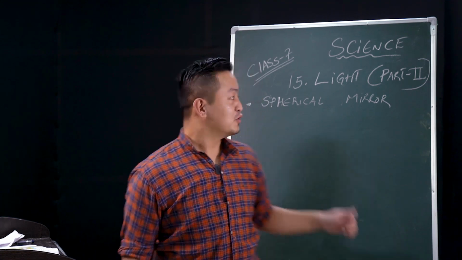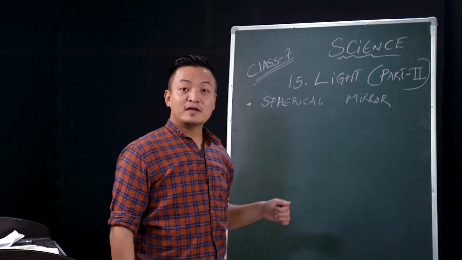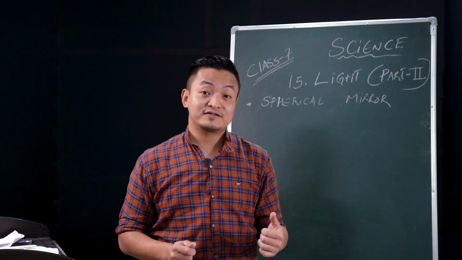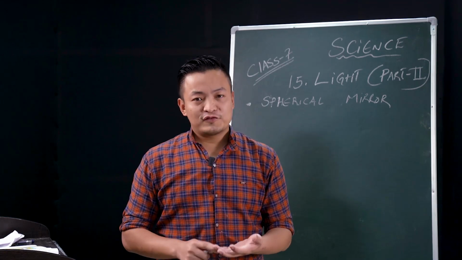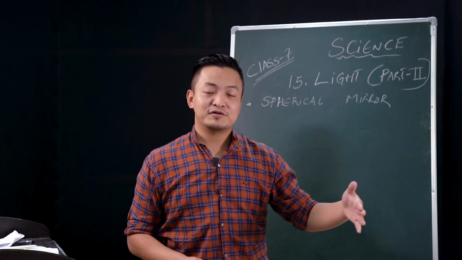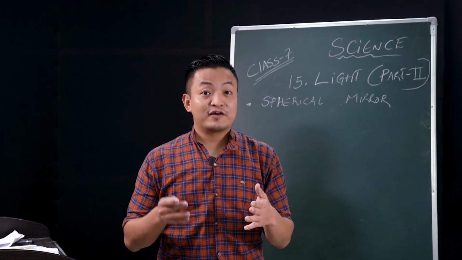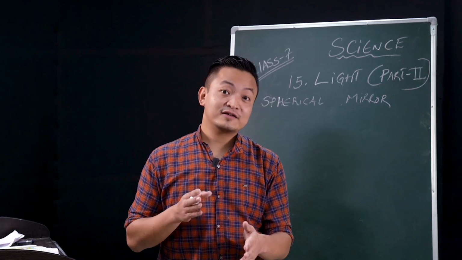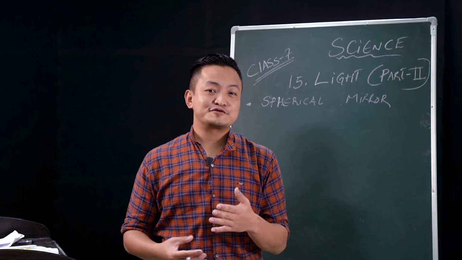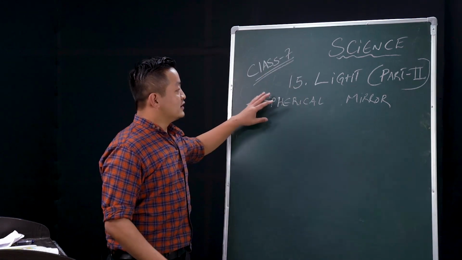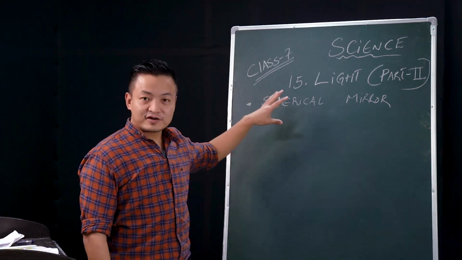So we'll continue with the second part of the chapter, and let's recall very quickly what we learned yesterday. We have learned about reflections and the plane mirror, and I gave an example and a story between a lion and a rabbit. The rabbit outsmarted the lion. Today we'll start with the next topic, that is spherical mirror.